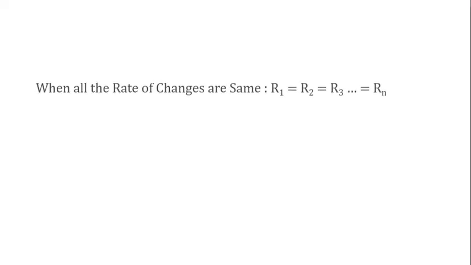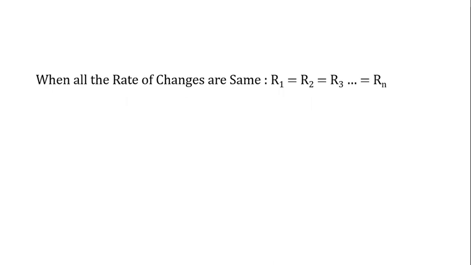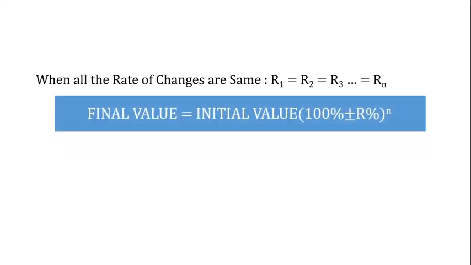Now, let's take a special case here, and this is also most frequently asked. When all the rates of change a value is going through are the same, like R1% is equal to R2% is equal to R3%, then it is like multiplying the same percentage again and again for n times. So here we can modify the formula as: final value is equal to initial value times 100 plus or minus R% the whole power n.